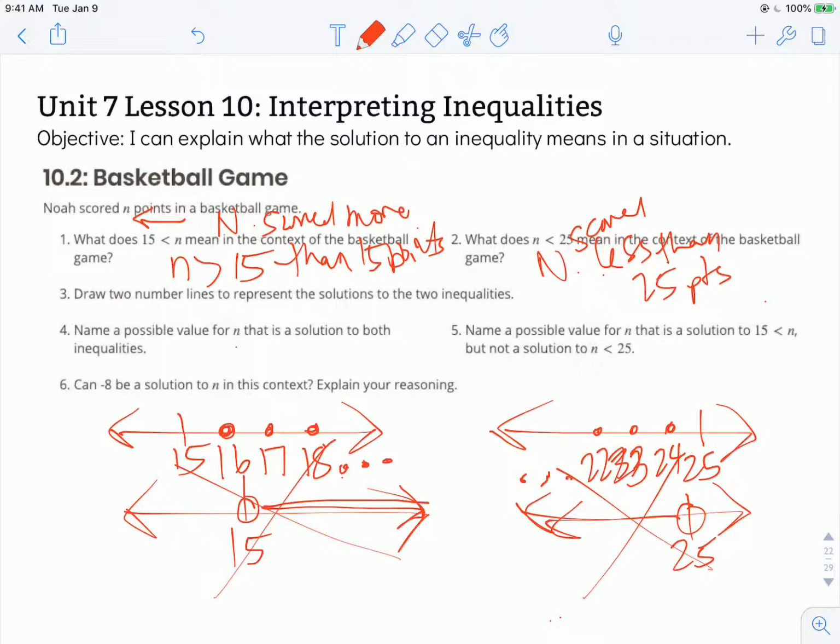Number 4, name a possible value for N that is a solution to both inequalities. Well, 16 could be that value because it's greater than 15 and less than 25, but we could also pick 17 or 18 or 19 or 20 or 21 or 22 or 23, 24.